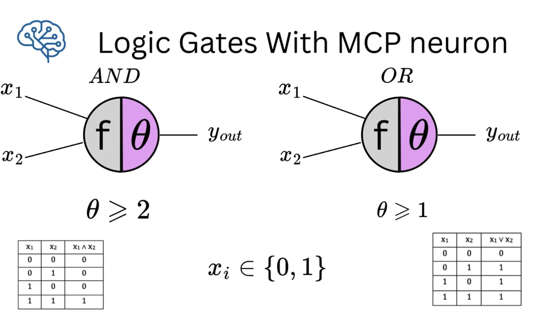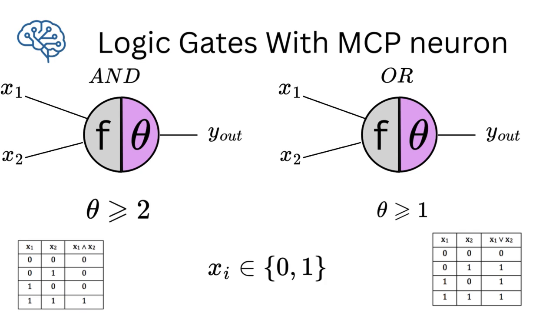This shows how a simple MCP neuron can perfectly replicate the behavior of an AND gate using just addition and a threshold. Now the OR gate. Let's see how an MCP neuron models a logical OR gate. An OR gate outputs a 1 when at least one of the inputs is 1.